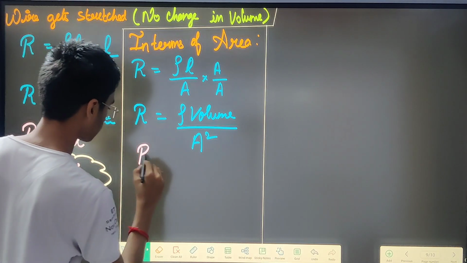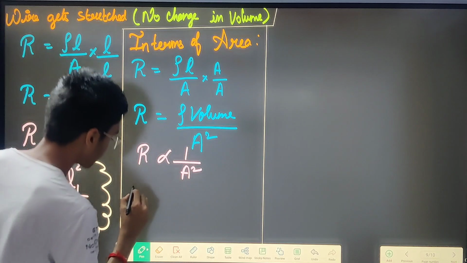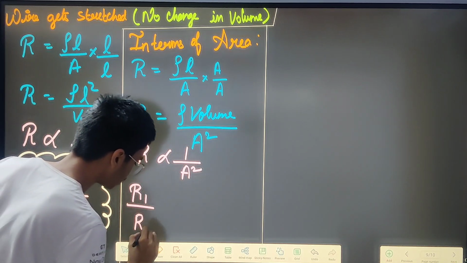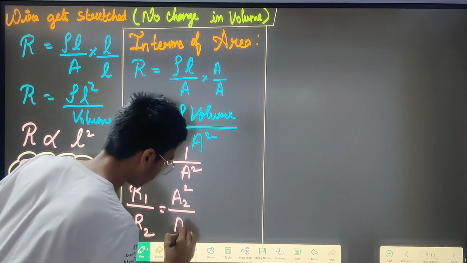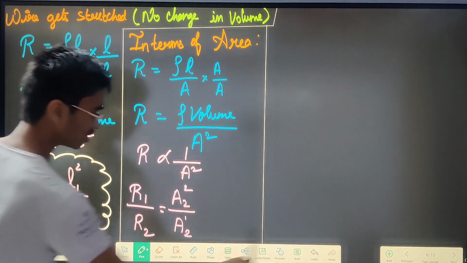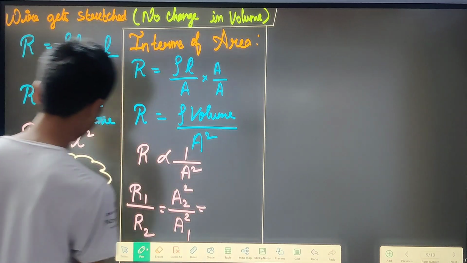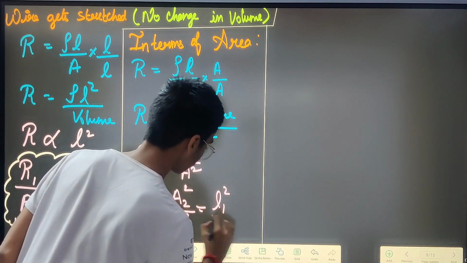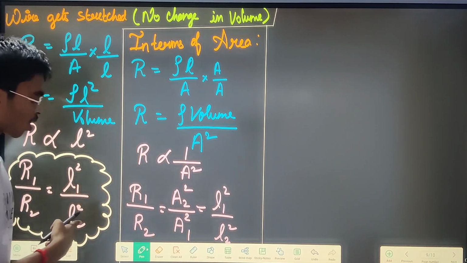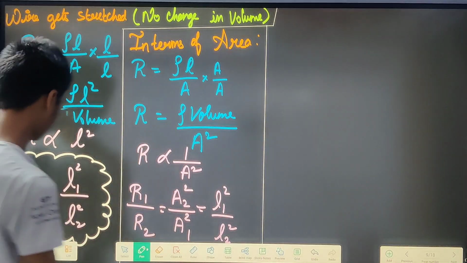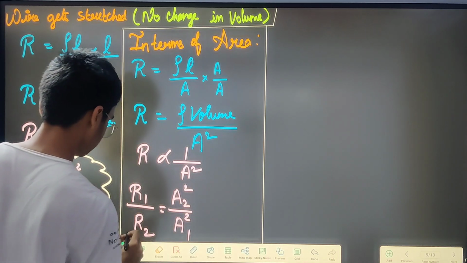Resistance is inversely proportional to A squared. That means R1 divided by R2 is equal to A2 squared divided by A1 squared. I've written it oppositely. You can also say this as L1 squared divided by L2 squared, but since this relation is already here, I'm not going to write it. I'll just erase it.